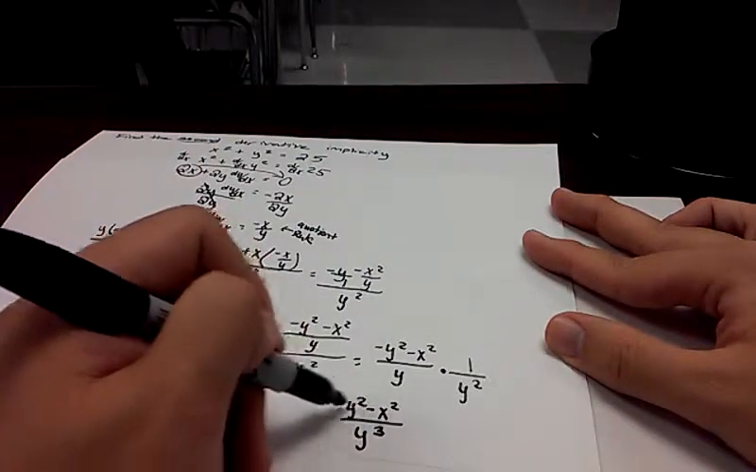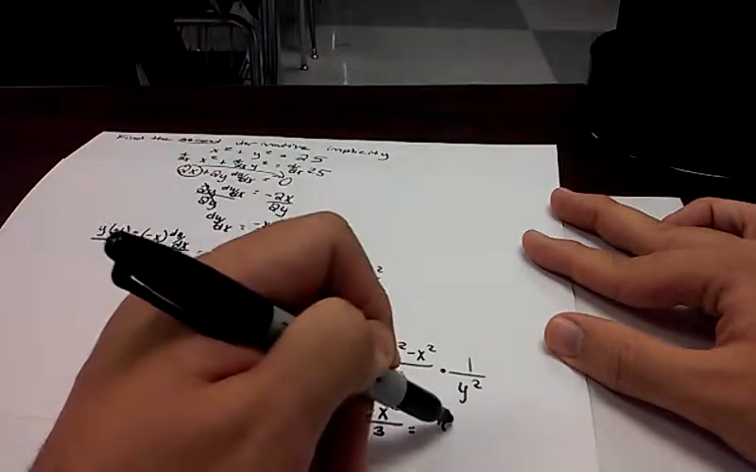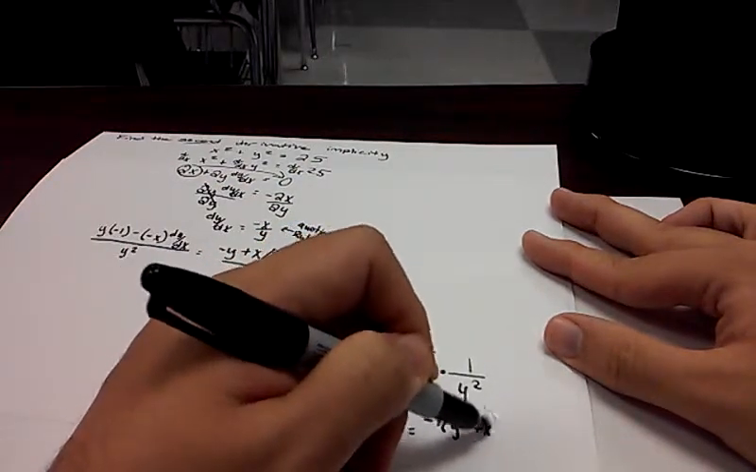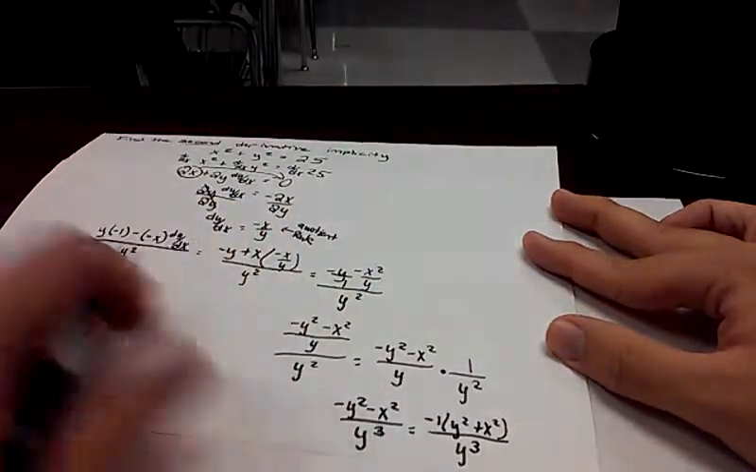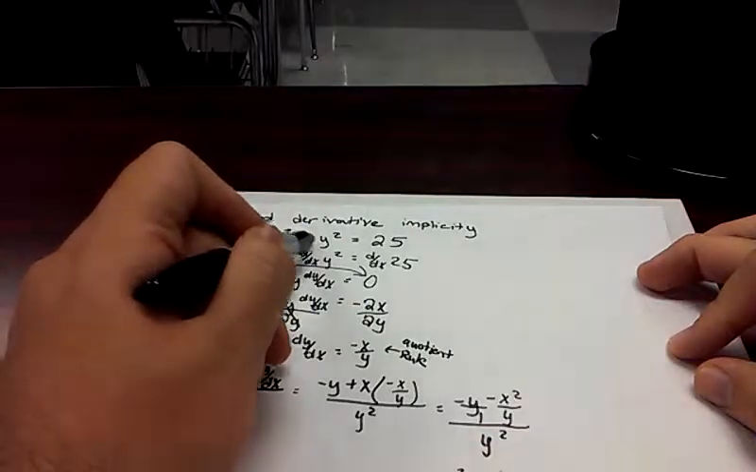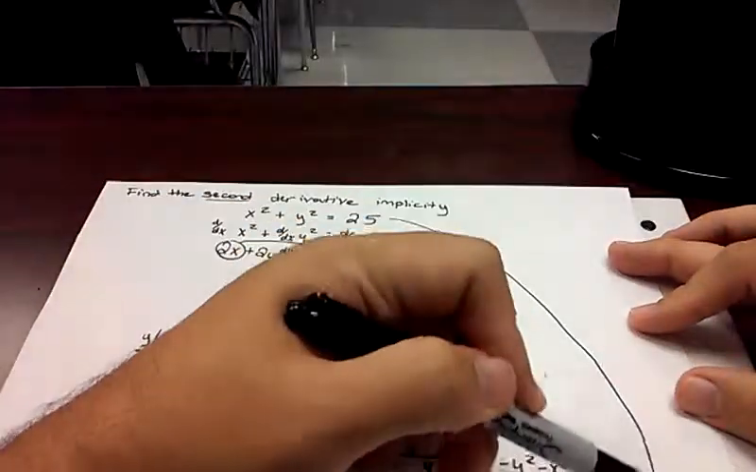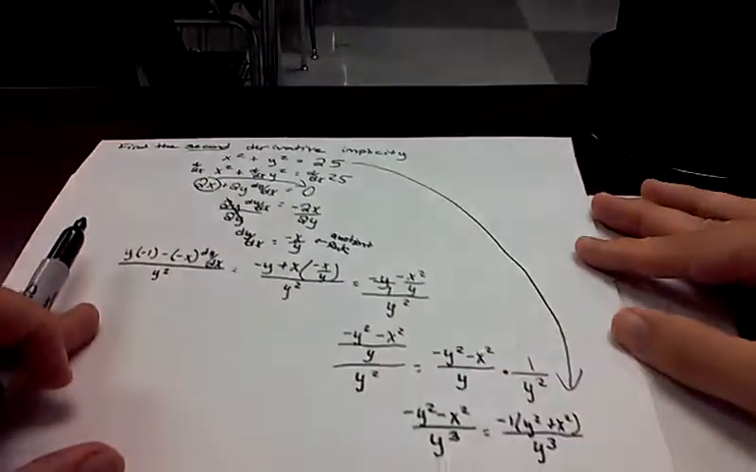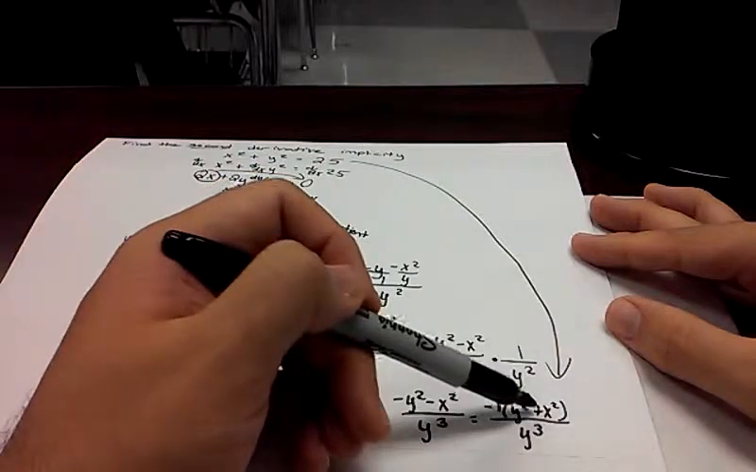Now notice that you can factor out a negative 1, and there is a reason why I'm going to do that. This is going to leave me y squared plus x squared all over y cubed. The reason why I do that is because if you remember the original problem, x squared plus y squared is 25. So I'm going to substitute this value into this part of the problem where it says y squared plus x squared. So this is 25.